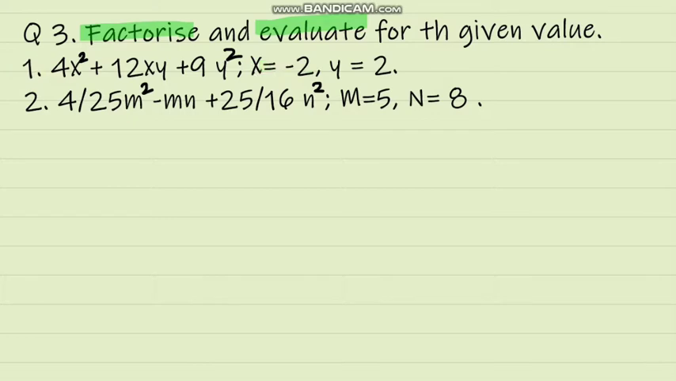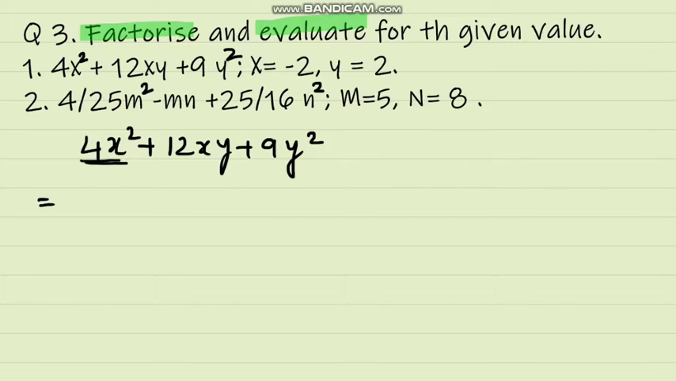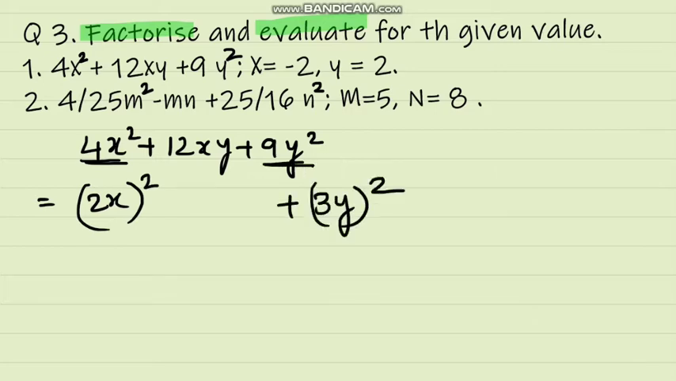Before solving any question, children, it's very important to understand what is given. Now see, I'll just do question number 1. You see how we can do this. 4x square plus 12xy plus 9y square. Now if you simply look at this expression, you'll understand it. 4x square can be written as 2x whole square and this 9y square can be written as plus 3y whole square.